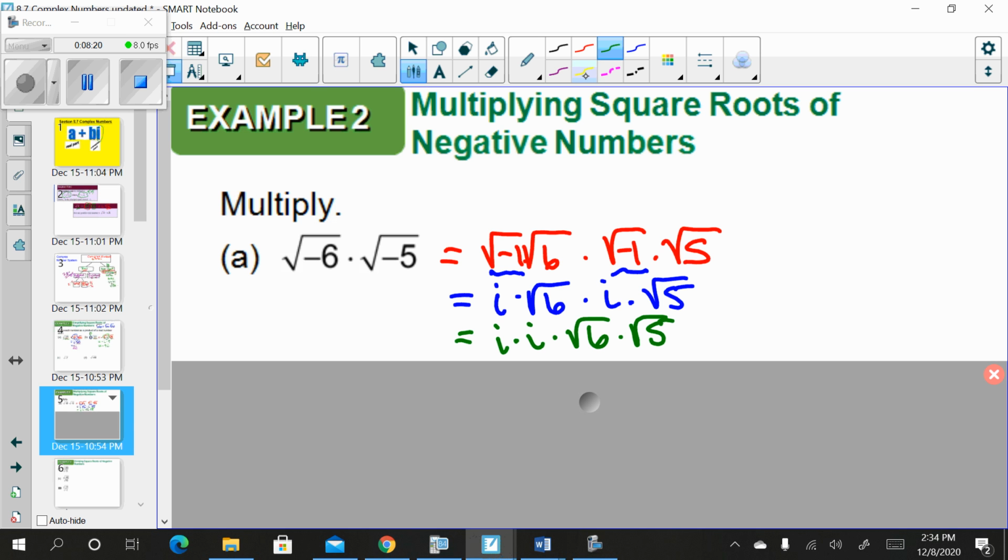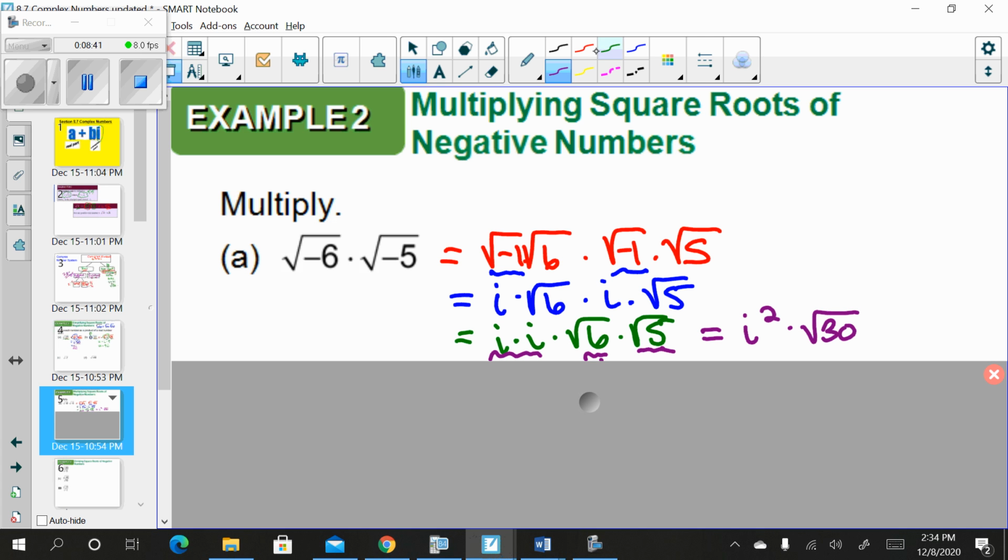Now, some people might never show this green step that I just did, but I wanted to do this to illustrate a point of what you can do in your head. We're going to multiply together the things that we can. So i times i is i to the second. Square root of 6 times square root of 5, neither one of those are perfect squares. So all I can do really is just multiply them together. That would be square root of 30.